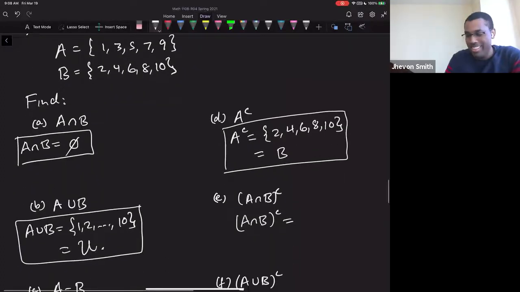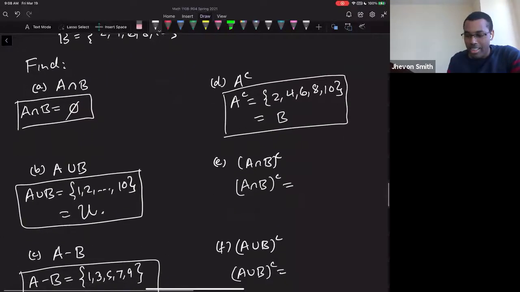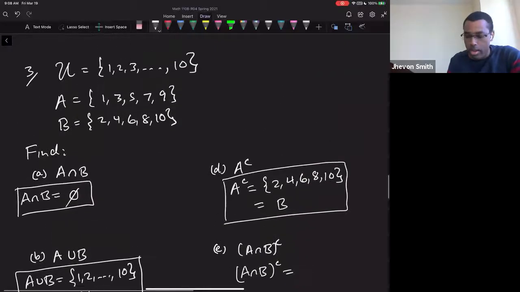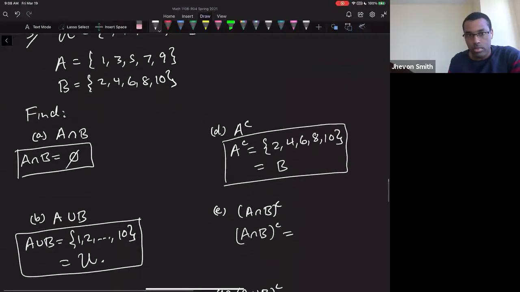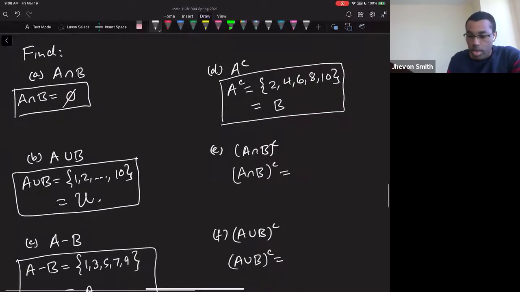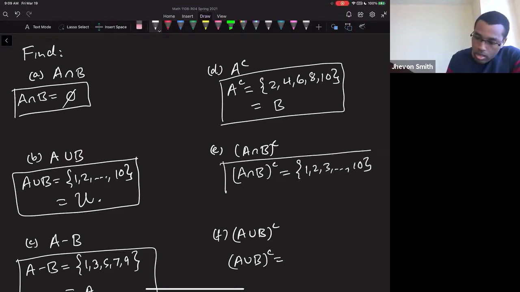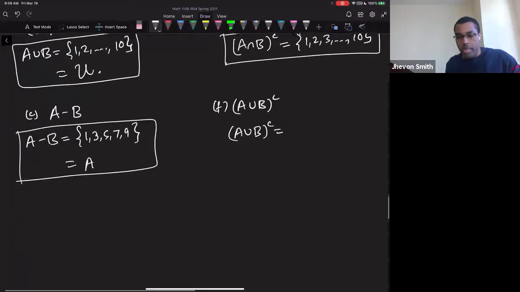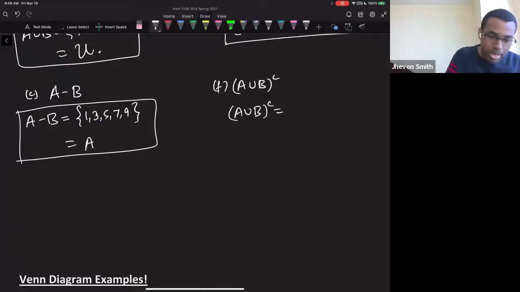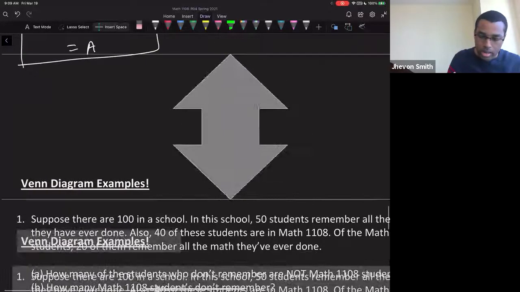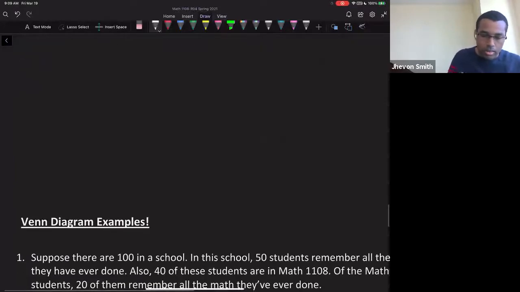Okay, never mind. Now, A intersect B, you want the complement of that. Would that be a set containing elements 1 through 10? It would be the set containing elements 1 through 10, right? That brings to light a very important thing that I'm going to mention a little bit later on.